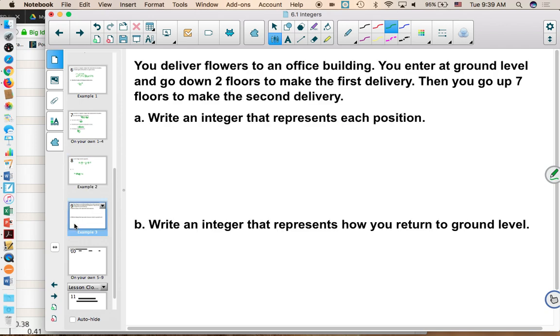You deliver flowers to an office building. You enter at ground level and go down 2 floors to make the first delivery. Then you go up 7 floors to make the second delivery. Write an integer that represents each position. Can I graph it? Nope, just write it. You go down 2 floors, good, and then you go up 7 floors. Nice job. He said, can I do a number line? He didn't do a number line, but he thought it in his head, didn't he? He is absolutely correct.